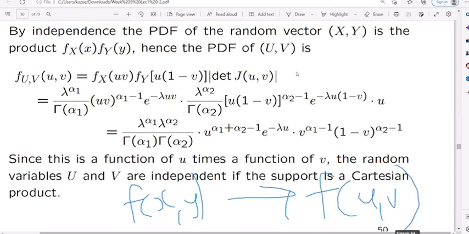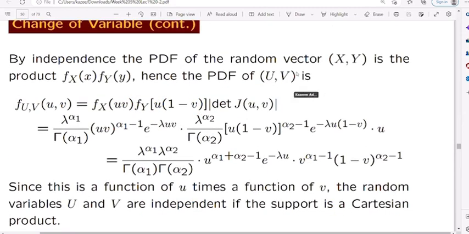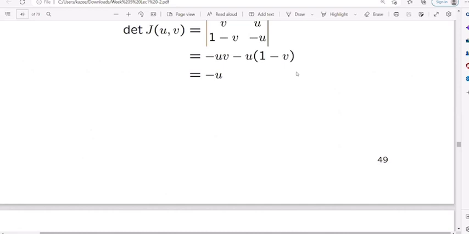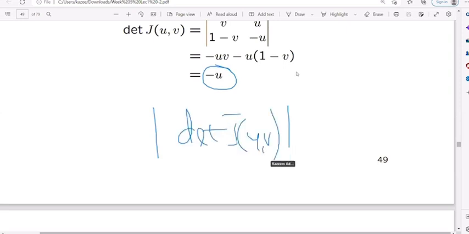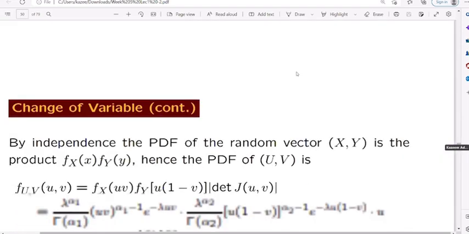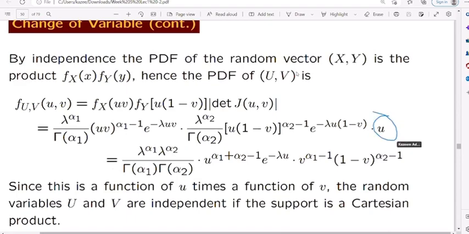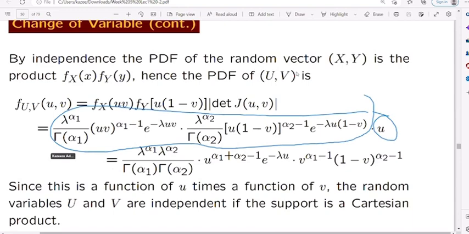Anywhere we see x, we put uv. Anywhere we see y, we put this guy here. And at the end of the day, we multiply by the determinant of the Jacobian. Don't forget, the Jacobian that we got was minus, right? What is the absolute value of that? Don't forget, you're going to take the absolute value of the determinant of the Jacobian, which is going to be u. And that is what you have here. Now, every other thing in the product is in terms of u and v. You see that now?